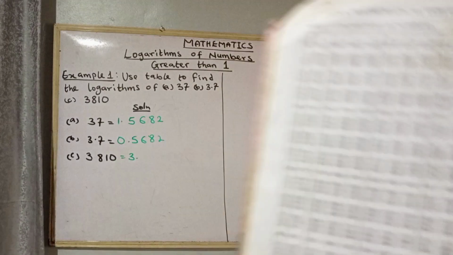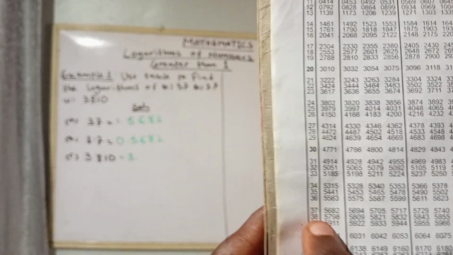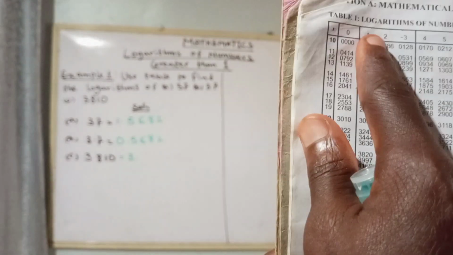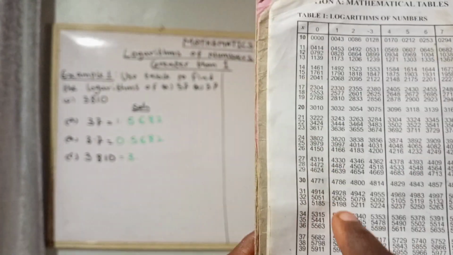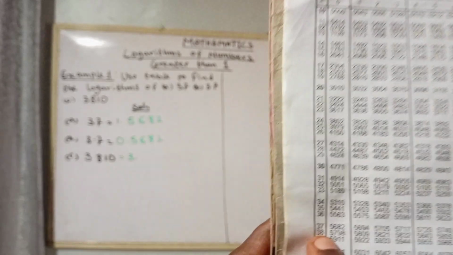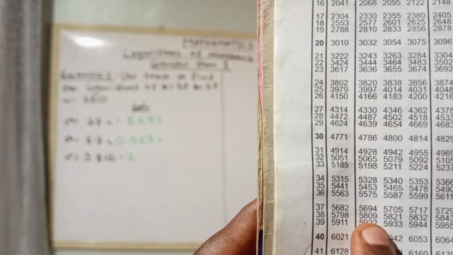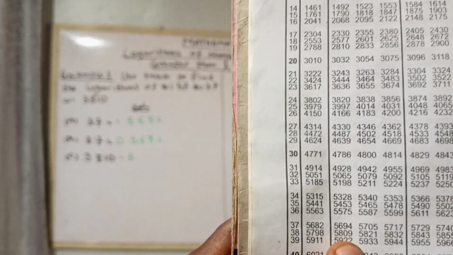So let's check our four-figure table again. Let us locate 38. This is x, don't forget. This is 38 under 1. This is 1 up here. You trace down to where you have 38. So this is your 38. Trace it to 1. What do we have? We have 5, 8, 0, 9. Can you see clearly? 5, 8, 0, 9.